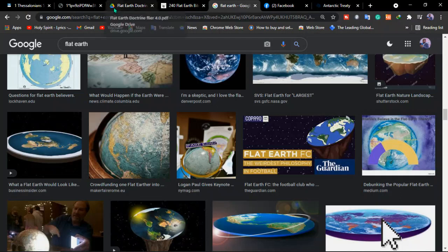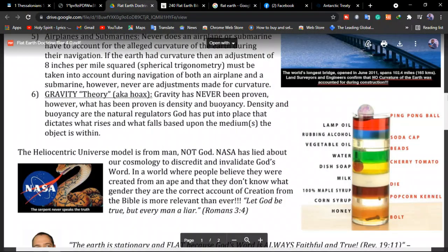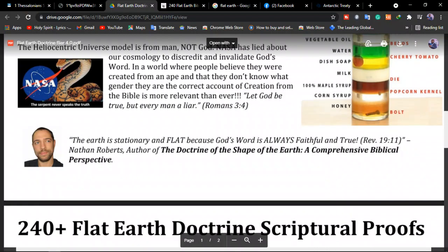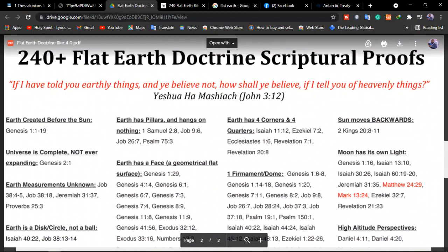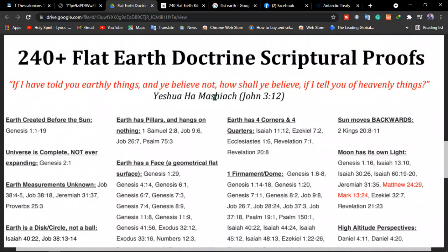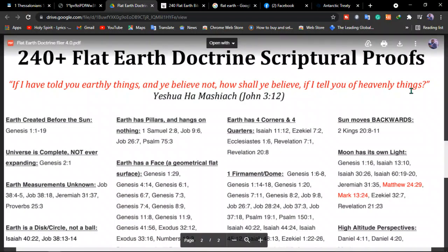Now, let's go back here and do a little more study, because I want to show you verses which prove that the Bible is really true when it talks about creation. The Bible tells us in John 3:12, if I have told you earthly things and you believe not, how shall you believe if I tell you heavenly things?